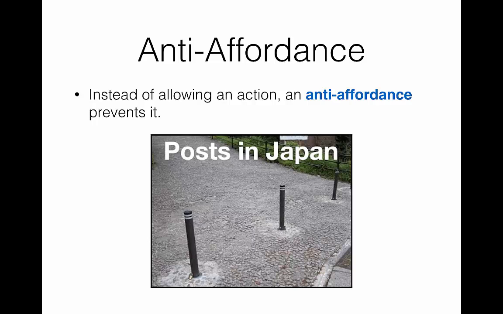Norman ran into these posts in Japan that were located at the entrance to a park. These are anti-affordances because they prevent cars from driving into the park. Norman thought these would be fine examples of anti-affordances, so he took a picture of them to take back to the States and show his students. However, that wasn't the end of the story.